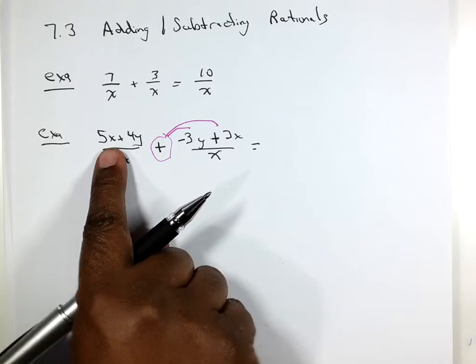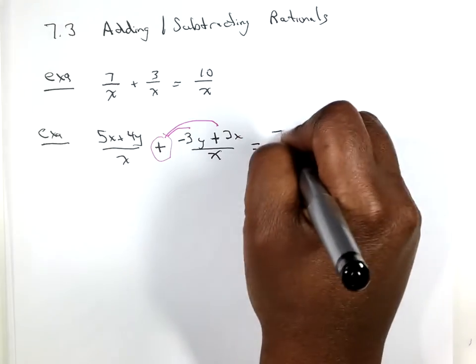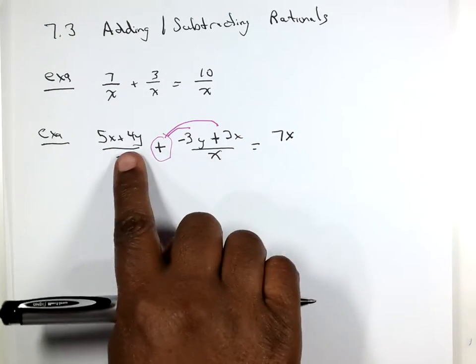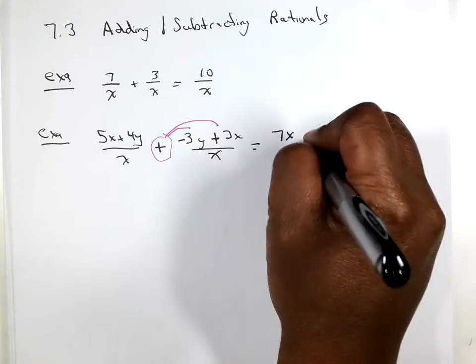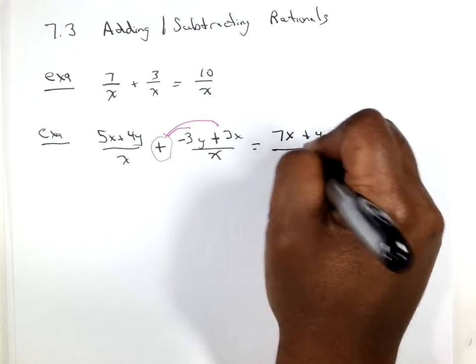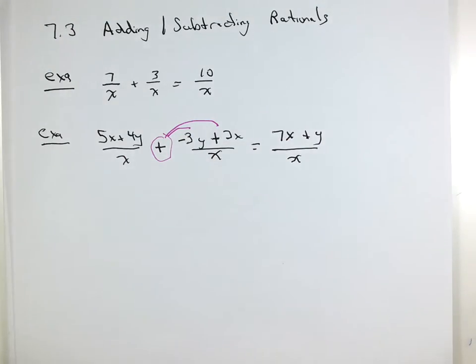So I have 5x there and a 2x there to add up to 7x, and I have a 4y and a minus 3y, so that gives me plus y all over x.